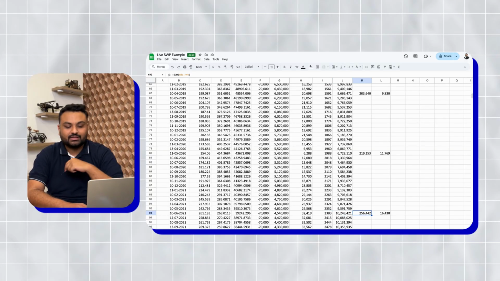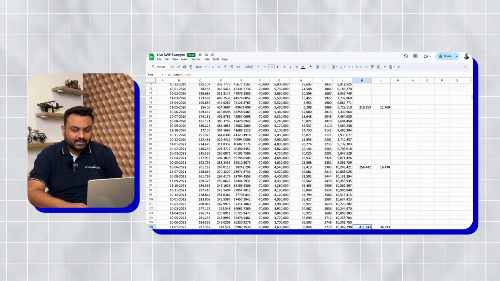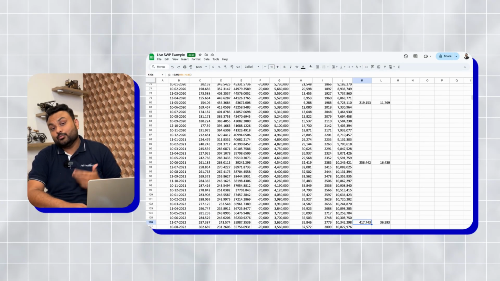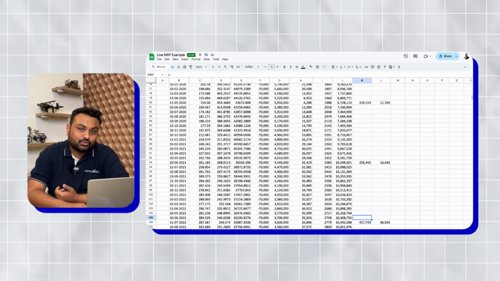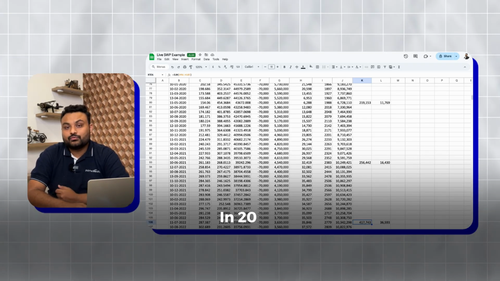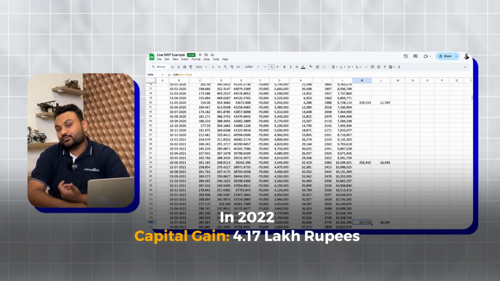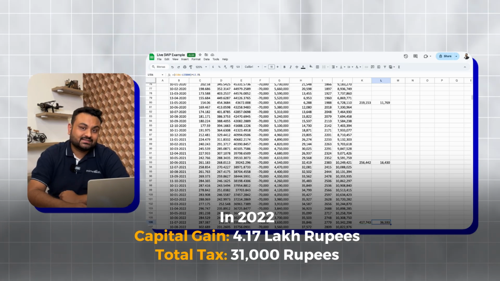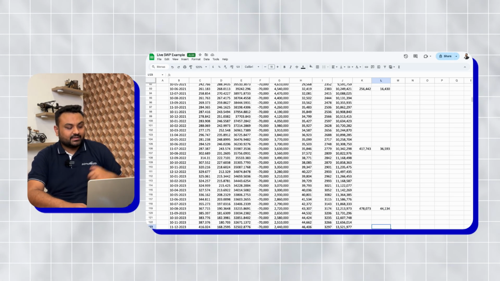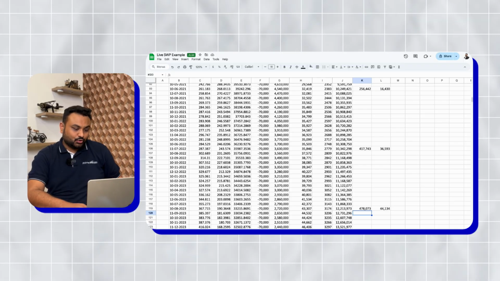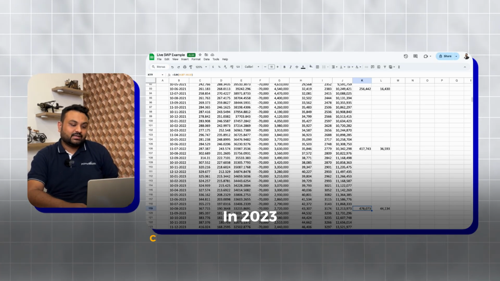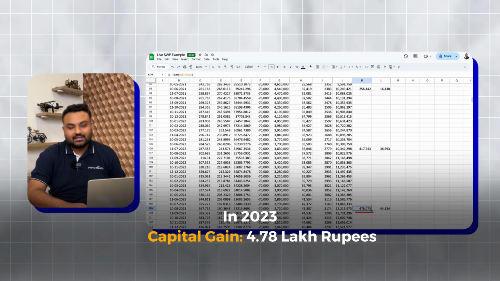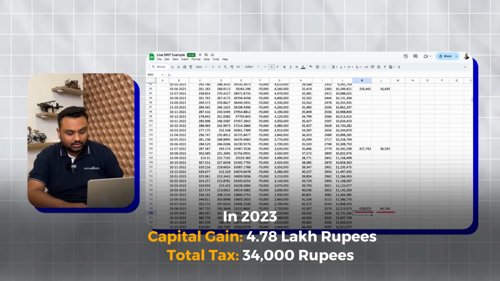So if you see, for the next financial year after 2021, the total gain almost doubled. Earlier your capital gain was 2.5 lakhs, and now it is around 4.17 lakhs. On this 4.17, you end up paying only 36,000 as taxes. Similarly, if you come to year 2023, you will see that the total capital gain was 4,78,000, and the tax to be paid was only 44,000 on it.